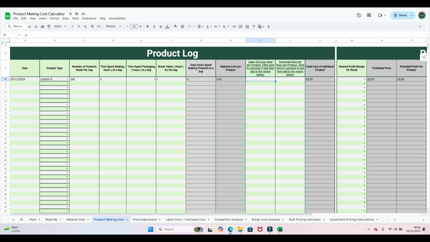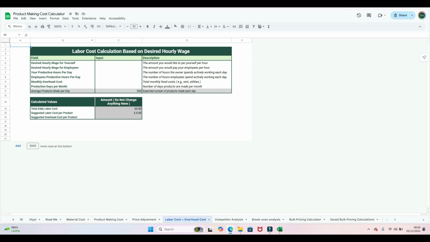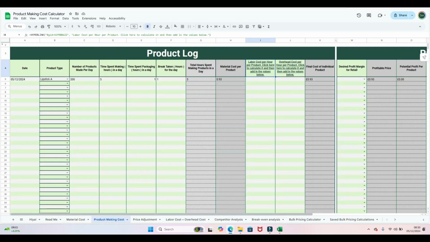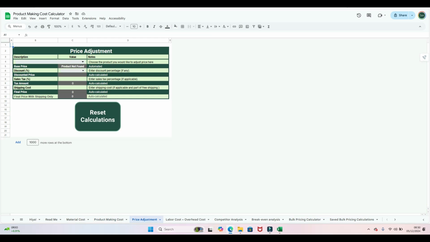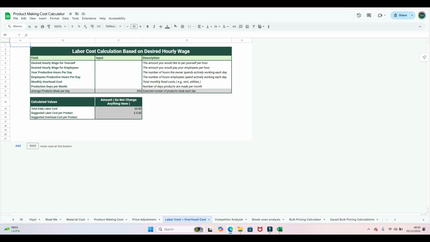Now you need to know your labor cost and your overhead cost. If you do not know that, the calculators are here, so you just have to click on it and it will take you directly to this section. The average products made per day is automated based on the data that you're putting in your product making cost. So therefore, you do not need to put this in manually. So again, do not touch the gray areas.